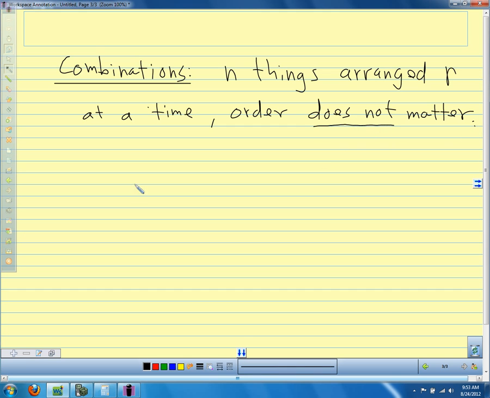And the way we write this is nCr, almost the same, just a little different. n factorial divided by r factorial times (n minus r) factorial. So the only difference between permutations and combinations is that we divide by this extra r factorial. And the order doesn't matter.